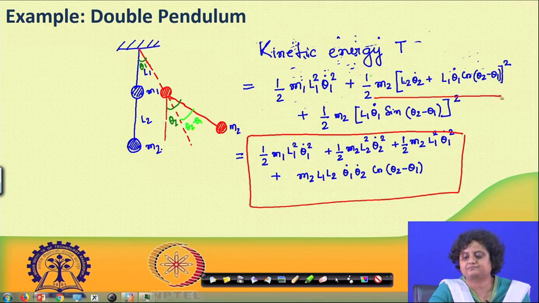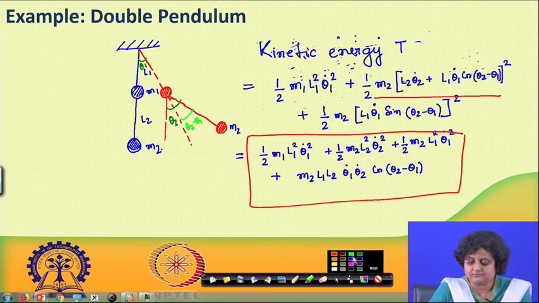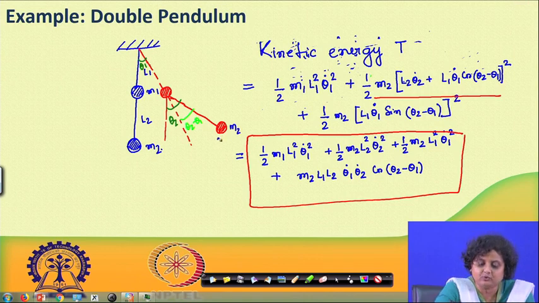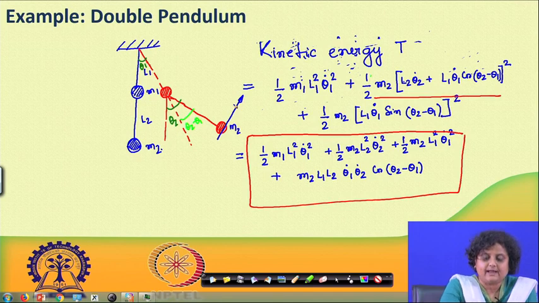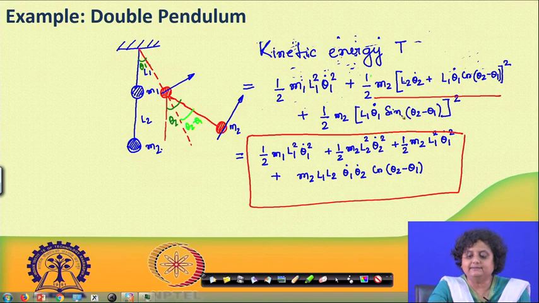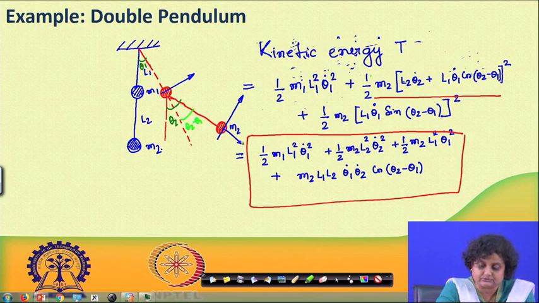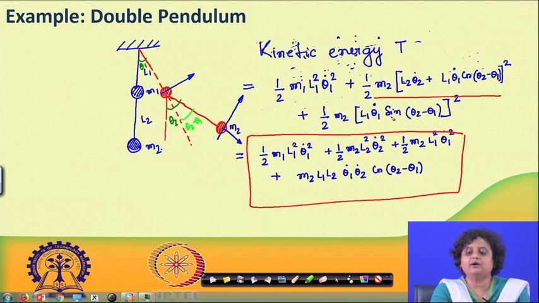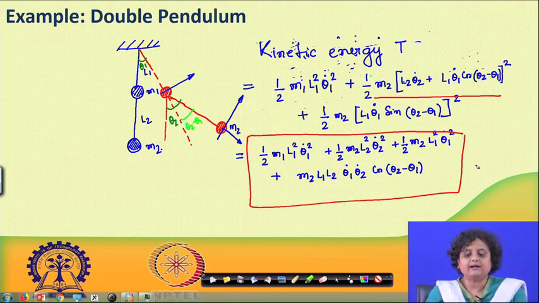What is this? This is the kinetic energy because of the velocity of mass m2 in this direction, which is L2 theta 2 dot, that is because of its own rotation, plus L1 theta 1 dot, and the component of this about this, which is going to be cos of theta 2 minus theta 1, and this L1 theta 1 dot is the component of L1 theta 1 dot in the normal direction, and that is going to be L1 theta 1 dot sin of theta 2 minus theta 1 squared. If I simplify this, this is the expression that I am going to get for the kinetic energy.